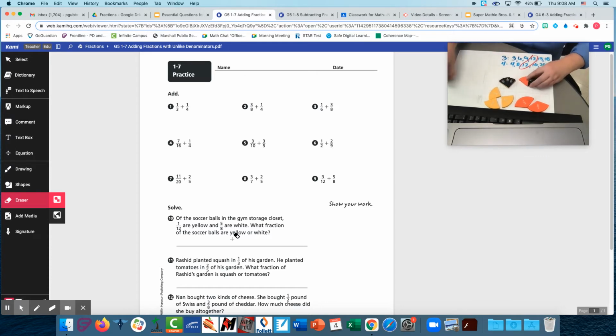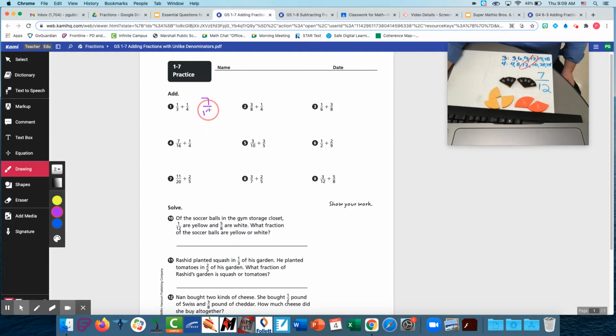Here are my twelfths covering the 1/3. Now we have 1, 2, 3 twelfths, 1, 2, 3, 4 twelfths. So 3 twelfths plus 4 twelfths, and our new answer then is 7 twelfths. Go ahead and write that right on your paper, please. 7 twelfths.